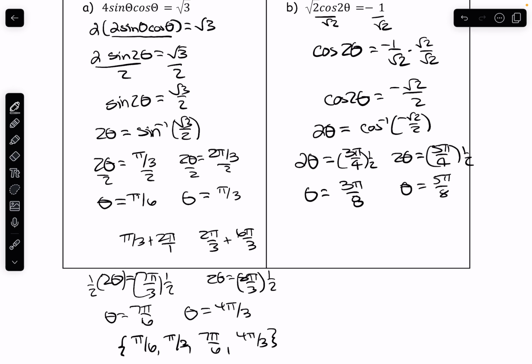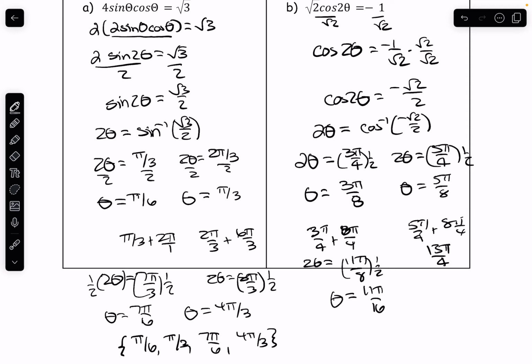And since we're talking about 2 theta, whose interval will extend from 0 to 4 pi, therefore we have to take our originals, our 3 pi over 4, and we have to add 2 pi. So in this case, it'll be 8 pi over 4, so that could mean 2 theta could equal 11 pi over 8, which means that theta could equal 11 pi over 16, and the 5 pi over 4 plus 8 pi over 4 gets us 13 pi over 4. Half of that, 13 pi over 8.